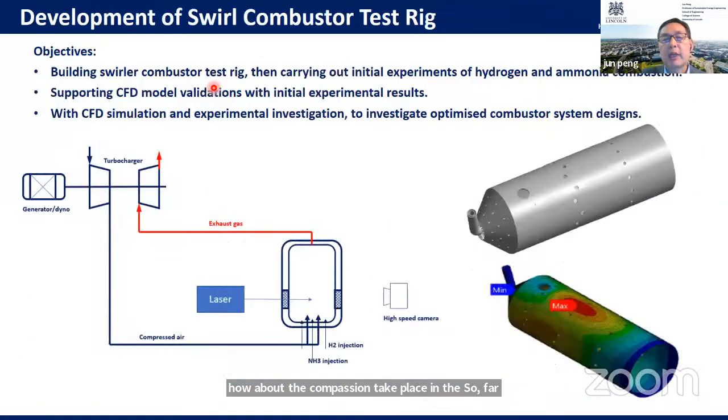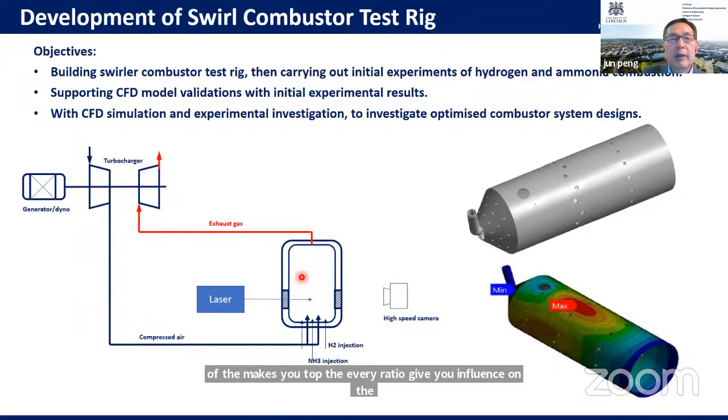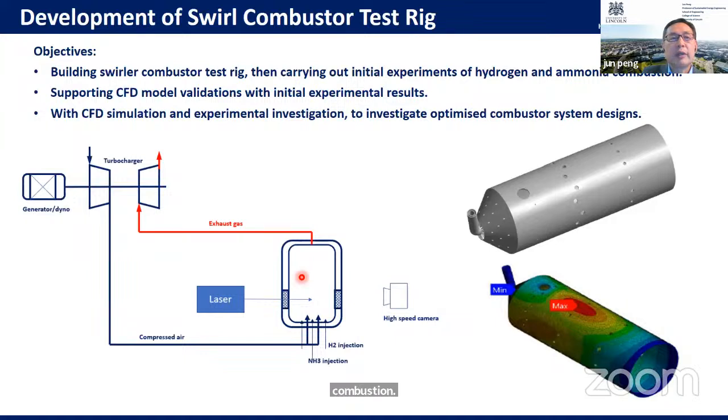Also, we are building a test rig. We use these combustors to prove the initial designs for hydrogen and ammonia, and the compressor provides the compressed air. Then we have the combustion here. We can use optical or laser diagnostics to research how the combustion and mixing happen, and how the equivalence ratio influences the combustion. So that's our current research. Apart from CFD, we are trying to do experimental work.